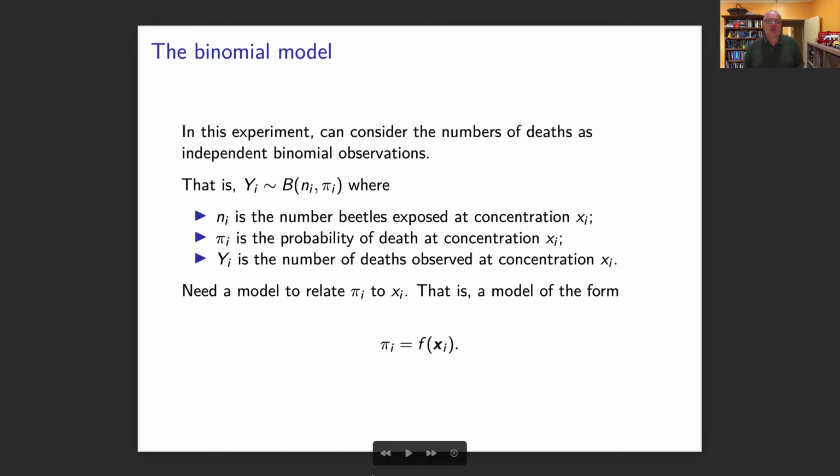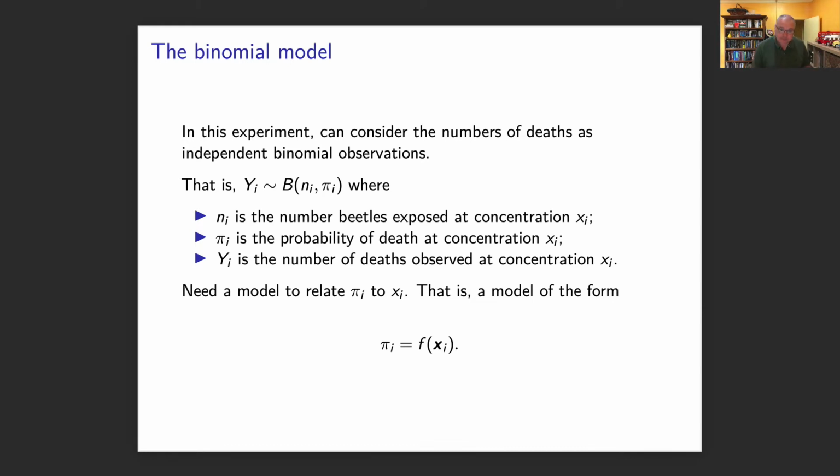What we'd like is a model that says yi, which is the number of deaths, has a binomial distribution where ni is the number of beetles we exposed and pi is the probability an individual beetle dies. Then we'd like to relate this pi to xi, where xi is the concentration. So we want a model where pi equals f(xi). So we can see that relationship, and we can say things like, if I increase the concentration by 1 unit, how does that affect the probability of death?